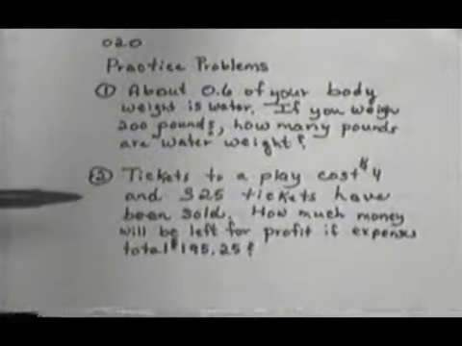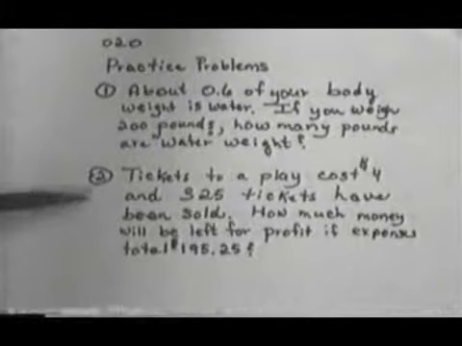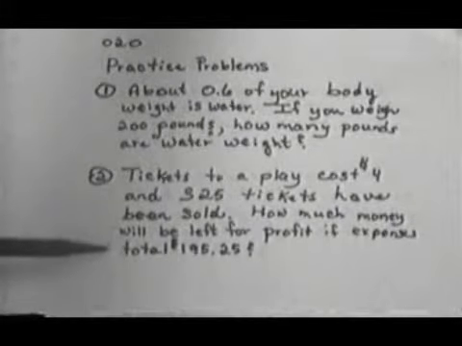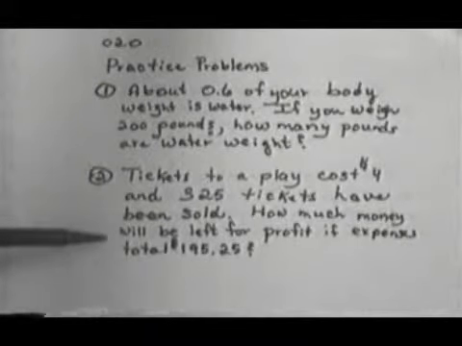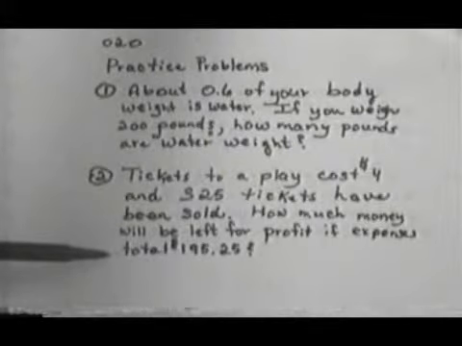Number 2, tickets to a play cost $4, and 325 tickets have been sold. How much money will be left for profit if expenses total $1952.25?